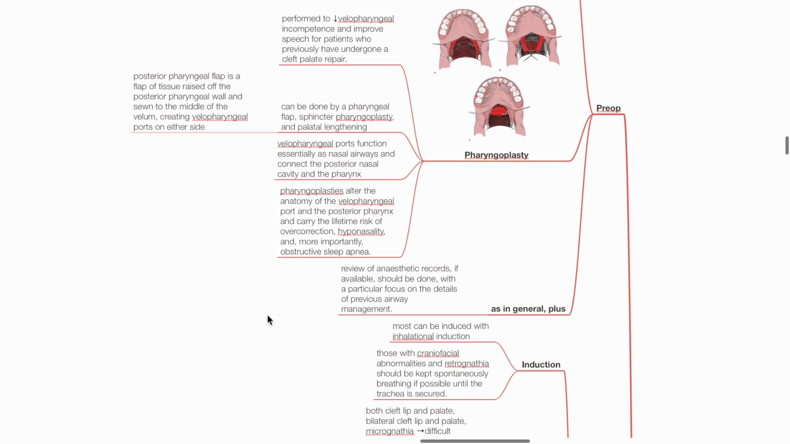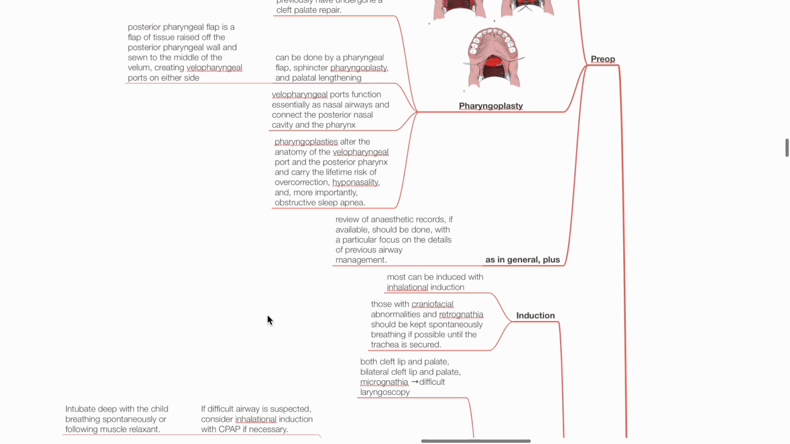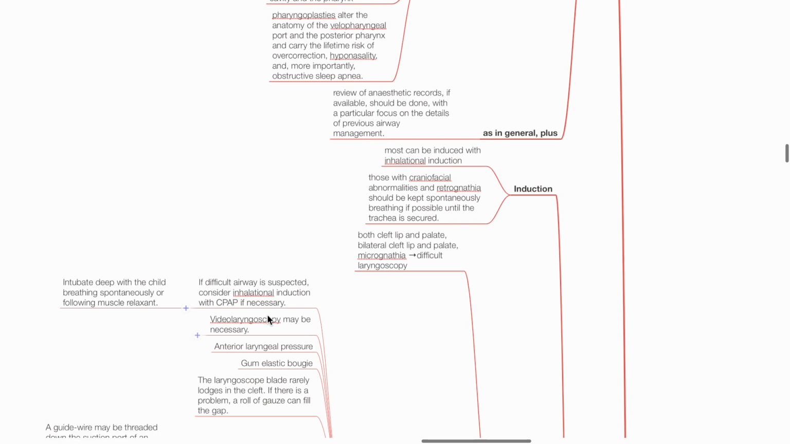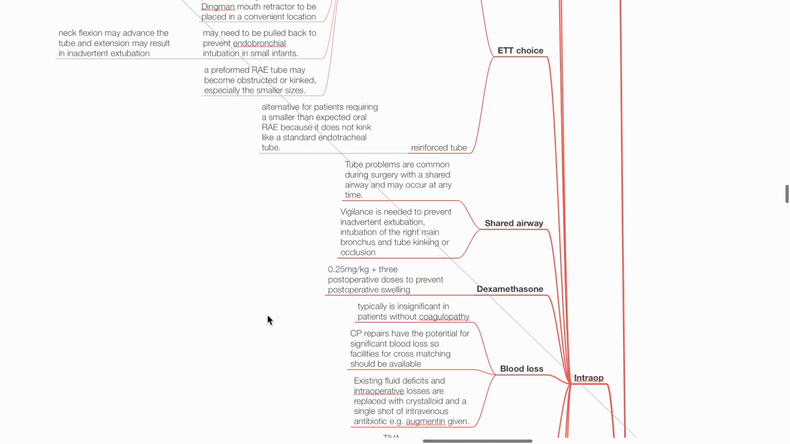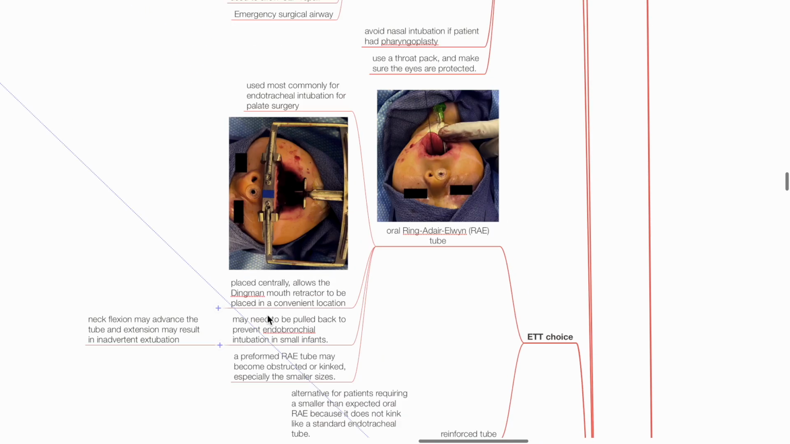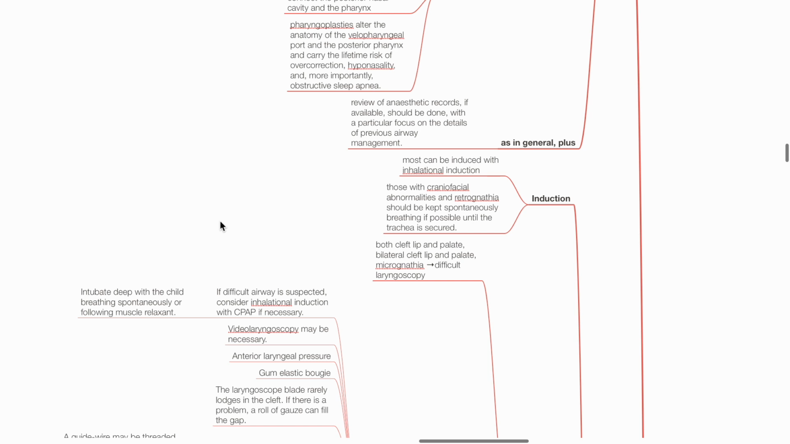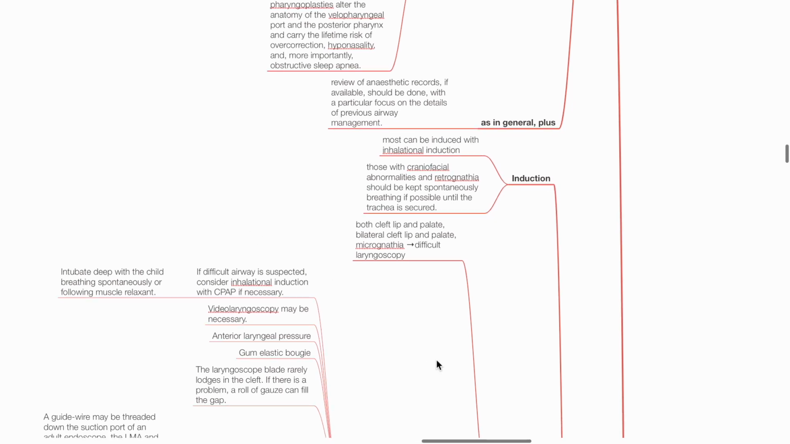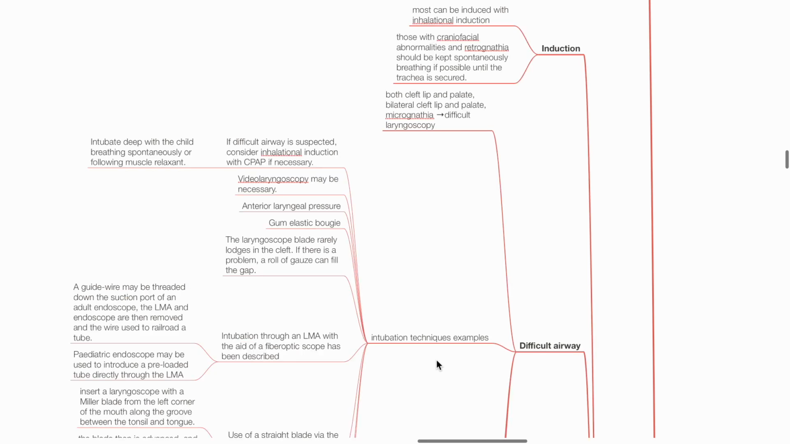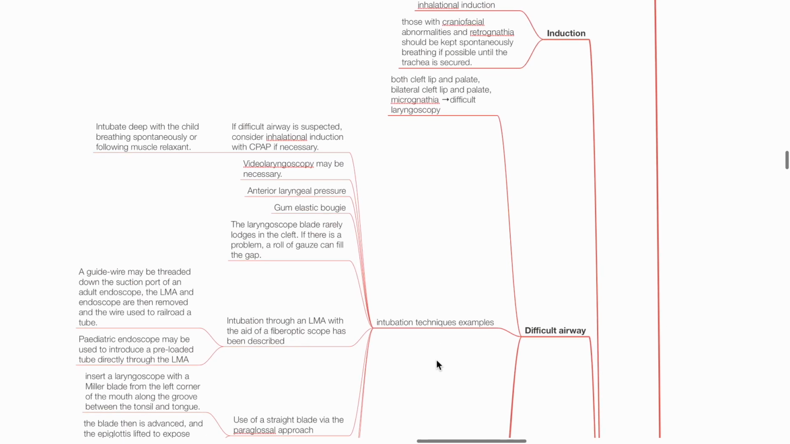Preop assessment is as in general. Review previous anesthetic records for the details of previous airway management. Intraoperative considerations. Induction. Most can be induced with inhalational induction. Those with craniofacial abnormalities and retrognathia should be kept spontaneously breathing until the airway is secured. These patients often have features of difficult airway.